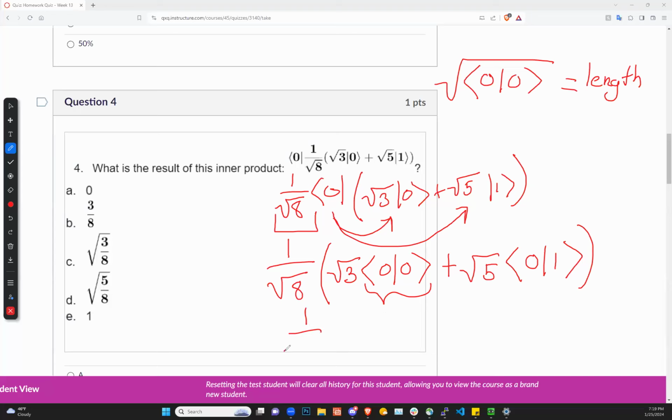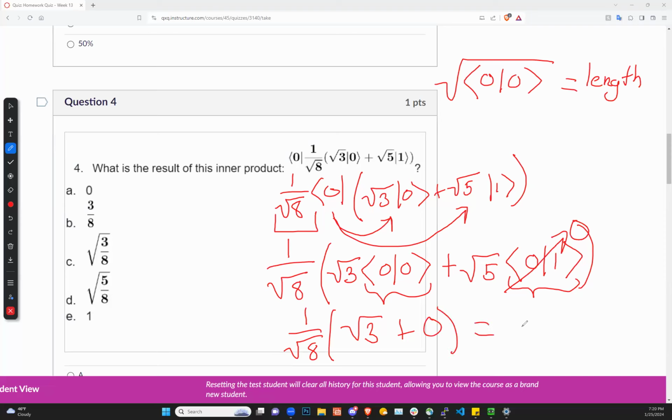So let's write this on the next line. We get 1 over the square root of 8 of root 3 times 1, which is still root 3. And then the inner product of a quantum state with the state pointing in exactly the opposite direction on the Bloch sphere is going to be 0. Because the 0 state and the 1 state are complete opposites, this is going to be 0. And so the square root of 5 times 0 is just going to be 0.